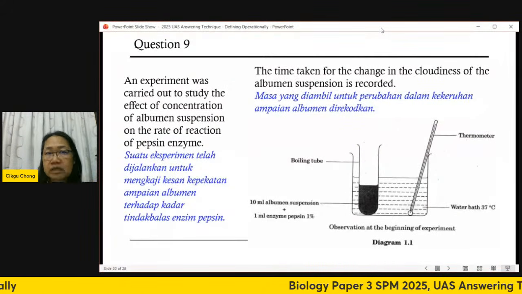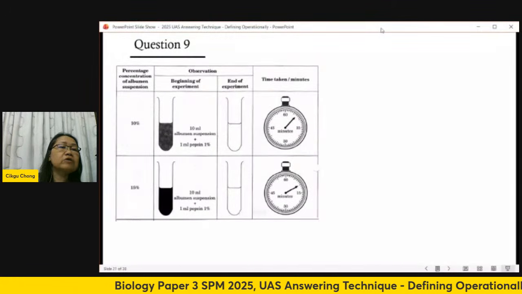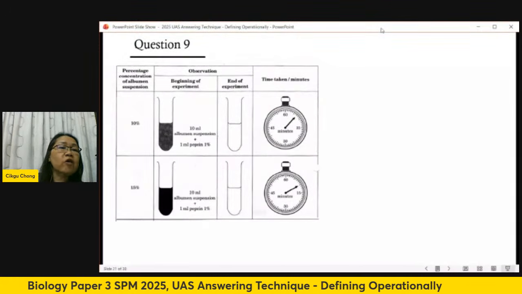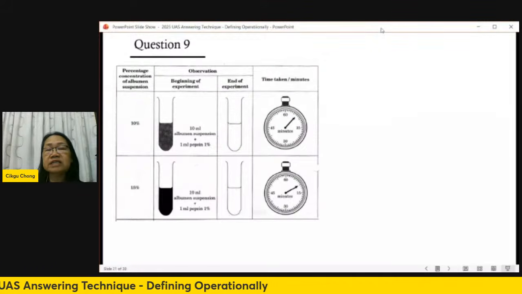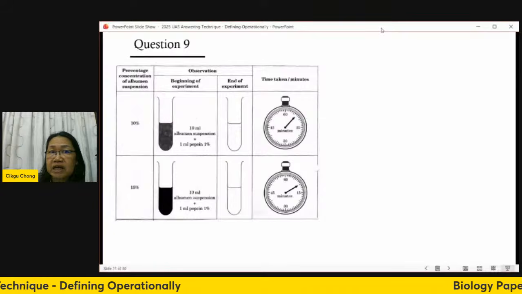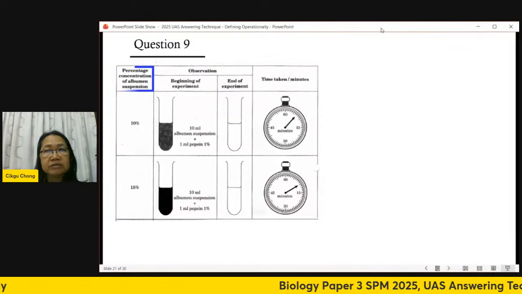Okay, look at the result. The first one used 10%, then the second one used 15%. Your volume is the same, right? And then see how much time is taken before it becomes clear. So the end of the experiment means it's clear. So you see, it should be clear, that means you can see through.